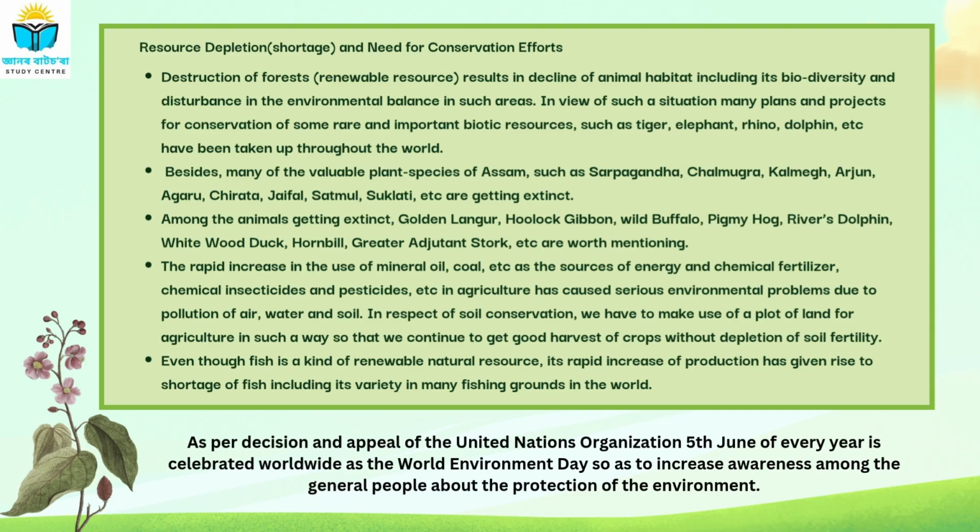In Assam, many valuable plant species such as Sarpagandha, Salmogra, Kalmeg, Arjun, Ogoru, Sirota, Joyful, Satmul, and Hugloti are becoming extinct. Likewise, some endangered animals include the golden langur, hollow gibbon, wild buffalo, pygmy hog, river dolphin, white wood duck, hornbill, and the greater adjutant stork.